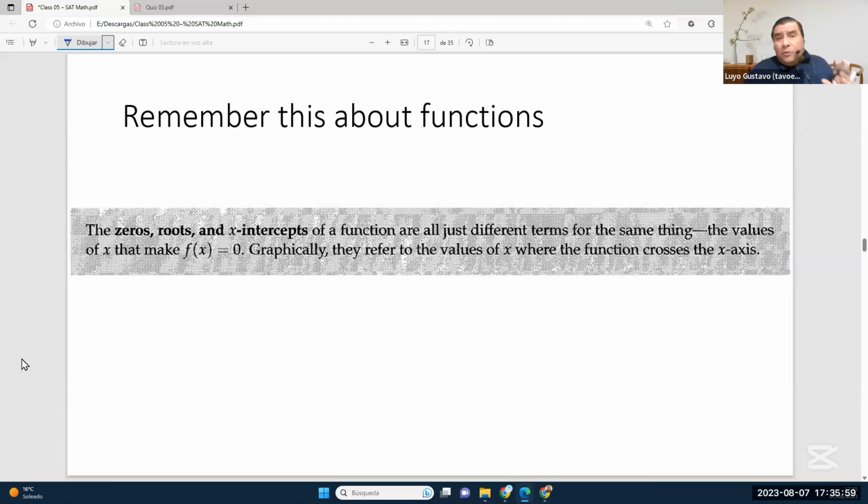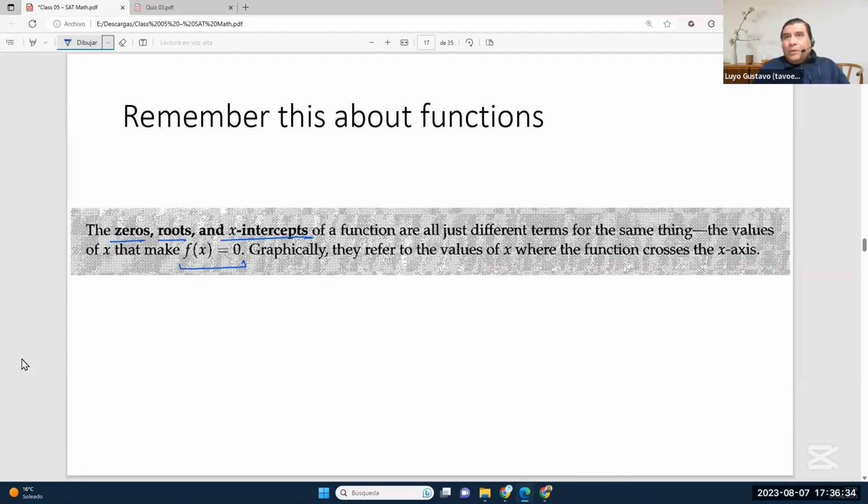There is a concept where they tell you that a function has zeros or roots or x-intercepts. When they mention the expression zero or root or x-intercept, it refers to the value of x that makes the value of the output of y or f of x equal to 0. So the value of x that makes this true is called a zero, a root, or an x-intercept.